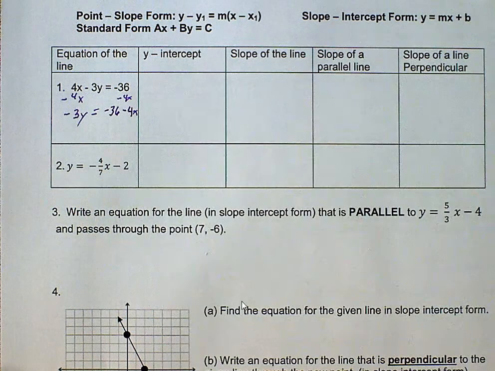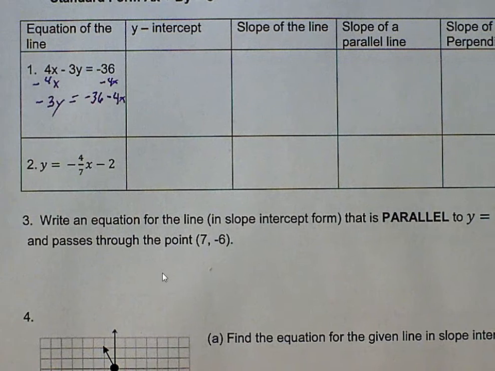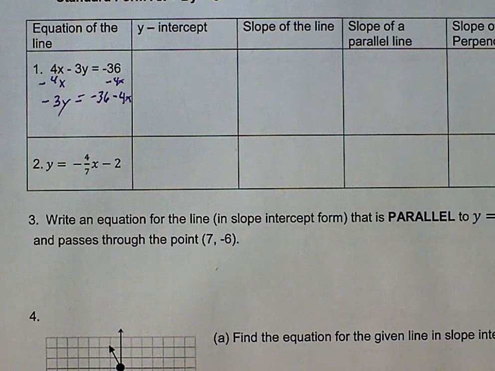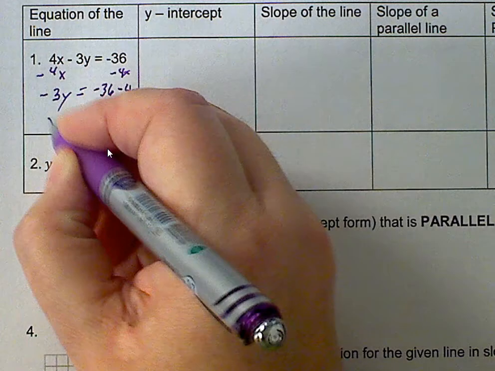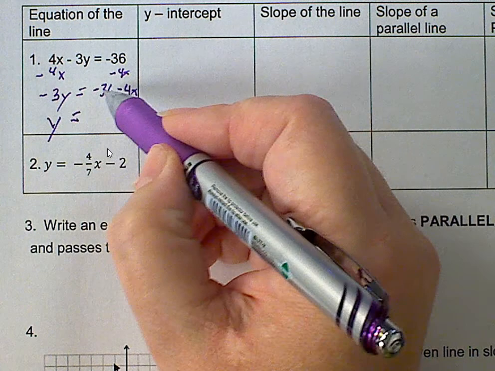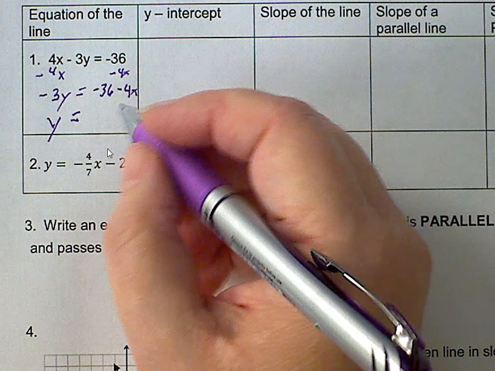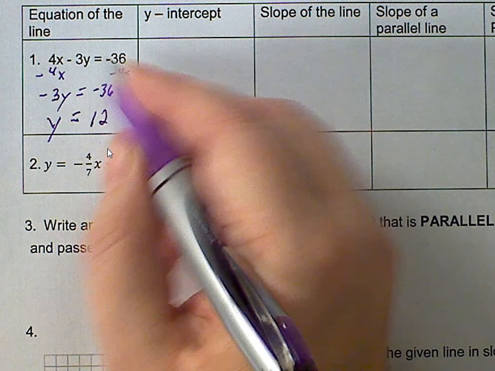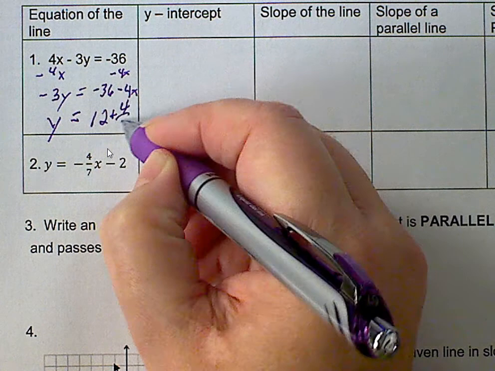And then what do I got to do? Divide everything by negative 3. Because this is a negative 3 in front, so I'm dividing this by negative 3. I get y is equal to negative 36 divided by negative 3 is 12. And then a negative and negative is a positive 4/3 x.